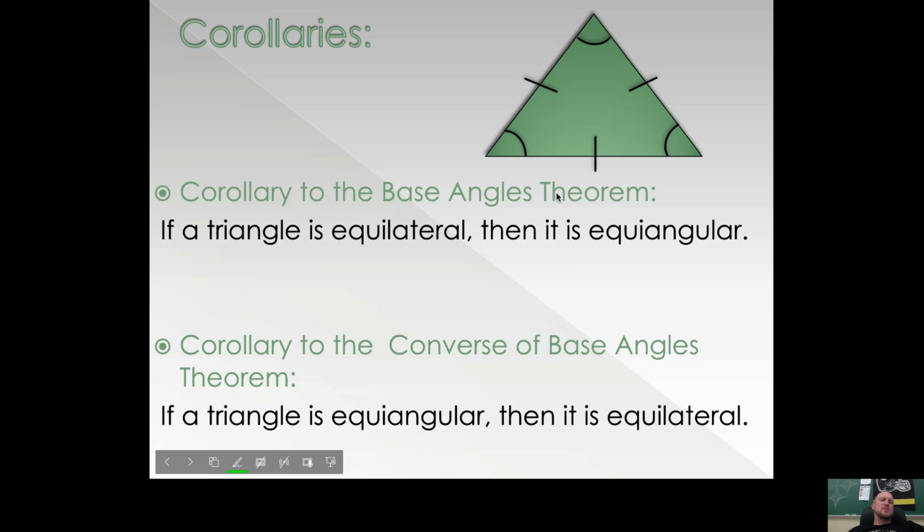Okay, so there's a corollary to this base angles theorem, and it tells you if a triangle is equilateral, meaning if all the sides are congruent, then all of the angles are congruent too. And then there's a corollary to the converse of the base angles theorem. So if a triangle is equiangular, meaning if all the angles are congruent, then you know that all the sides are congruent too.